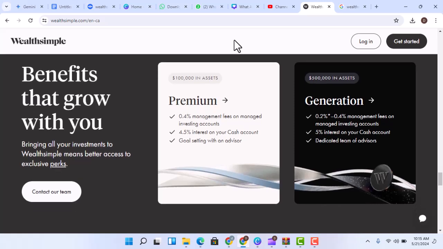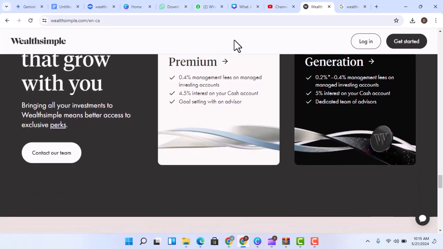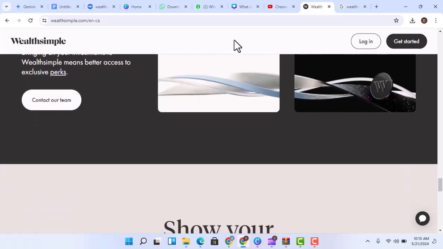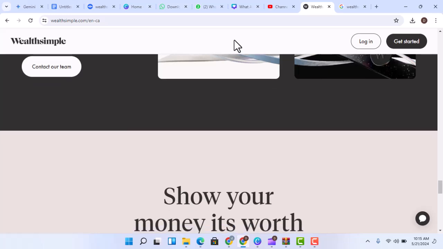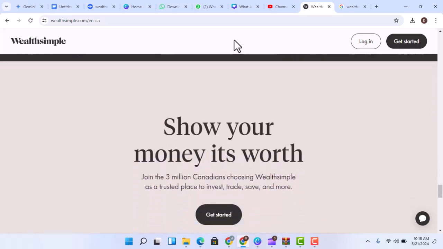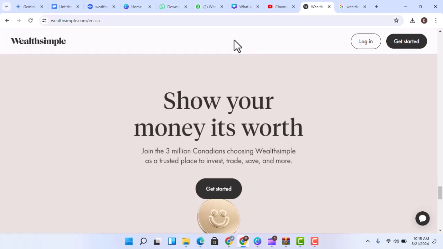Diversification. By investing in both traditional assets and cryptocurrencies, you can diversify your portfolio and reduce risk. Accessibility. Wealthsimple is accessible to investors of all levels, from beginners to experienced traders.